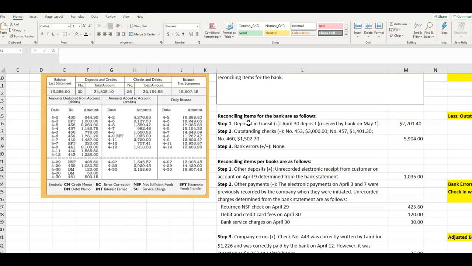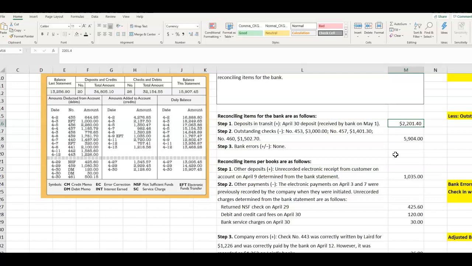Outstanding deposits in transit. These are deposits that we made at the end of business on April the 30th, but the bank, we put them probably in their safe deposit box, their nighttime deposit box, and they didn't actually get entered in the bank's records until May the 1st. If you make a deposit late in the day, it sometimes doesn't get into the bank's records, especially if you do it at night.